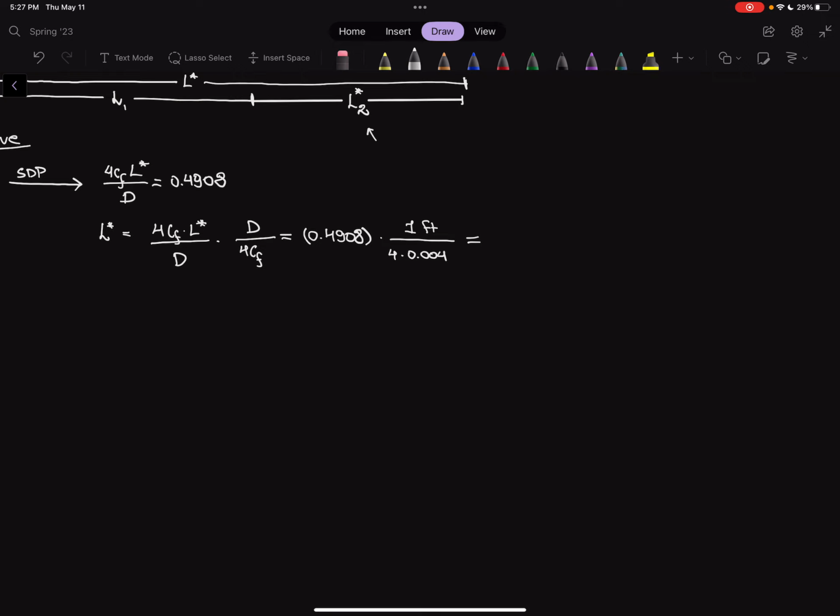So let's get a calculator out, and let's see what this number turns out to be. So we have 0.4908 divided by 0.016, and we get 30.675. So 30.675 feet is our L star.